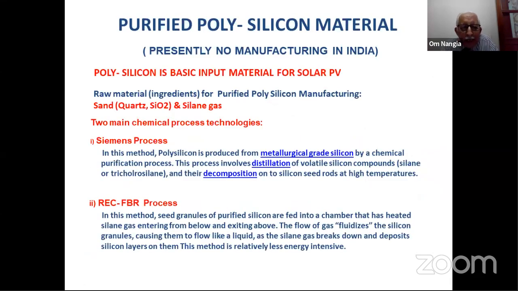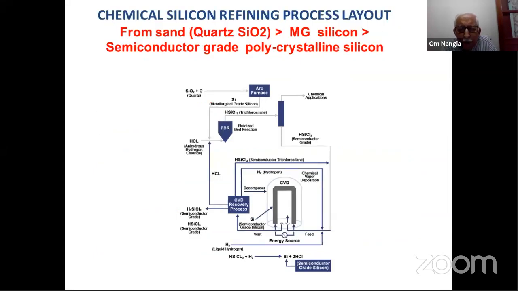Now, as I said, polysilicon is the basic input raw material for solar PV, and it is basically purified for polysilicon manufacturing by using sand, which is quartz and silicon dioxide, and silane gas. So it's a chemical process. There are two big companies, Siemens and REC, who have developed the technology know-how for conversion of sand into polycrystalline material. This is a flow diagram.